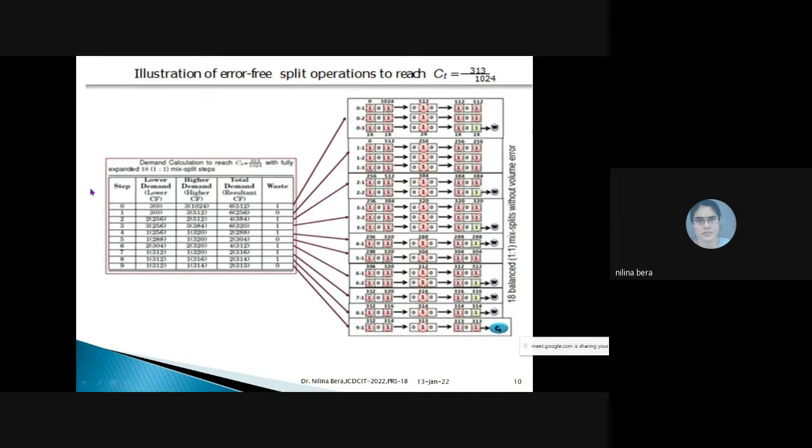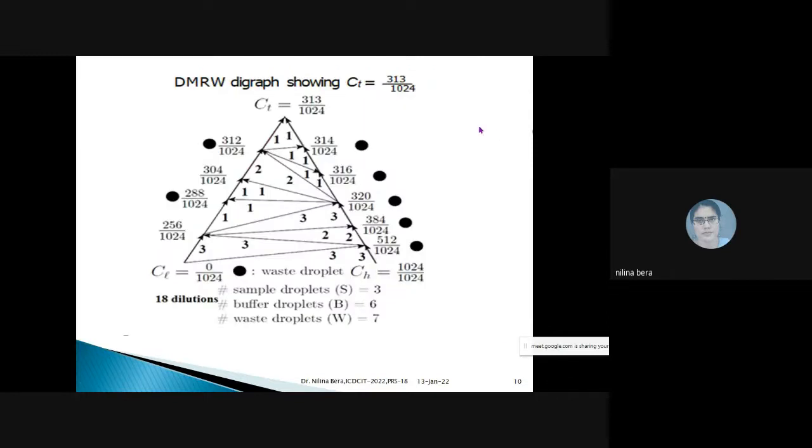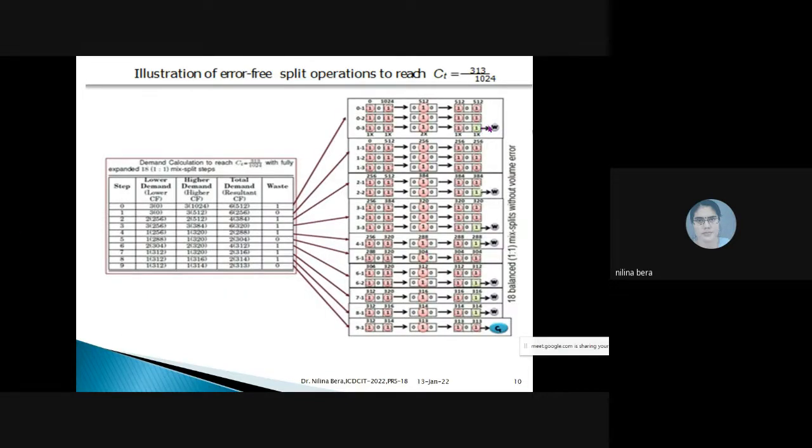Now this is basically the fully exploded diagram. Suppose we are getting the waste in the very first step. First step means this one, 512 by 1024, that is the very first step. There the waste is generated, and it is progressing from there. So this is the fully exploded diagram.